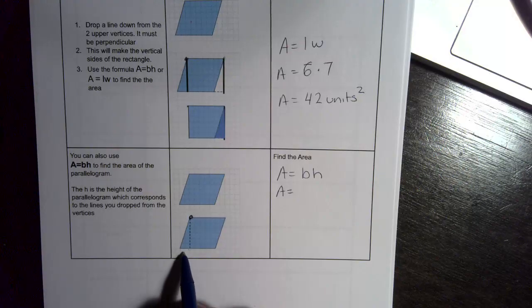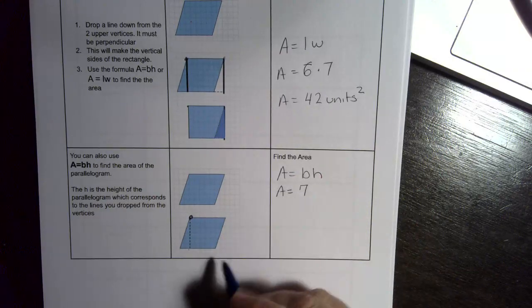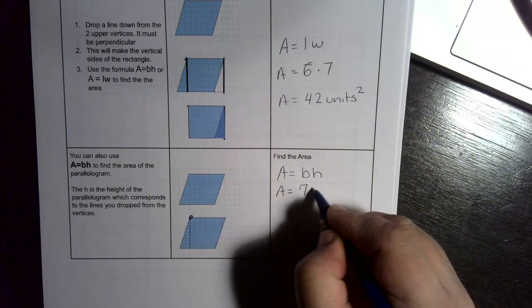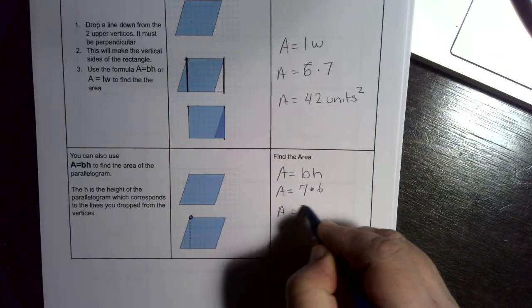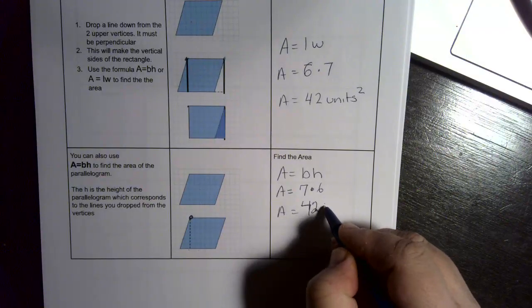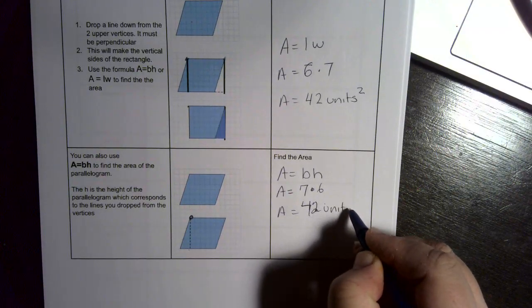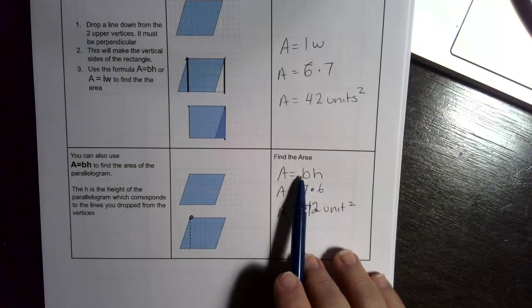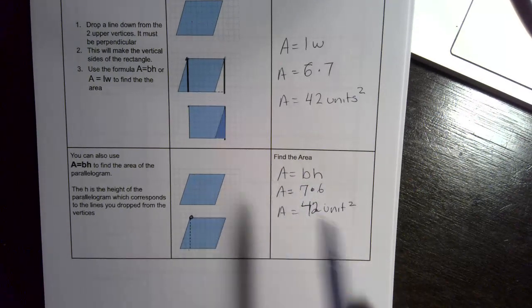Either way, my base is 1, 2, 3, 4, 5, 6, 7. I believe it's the same. 1, 2, 3, 4, 5, 6. And my area is 7 times 6, which is 42 square units. So this would be the formula that you can use to find the area of a parallelogram.